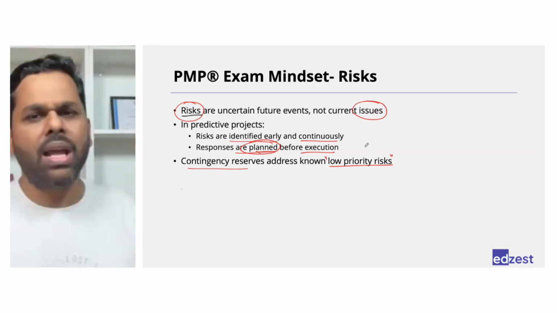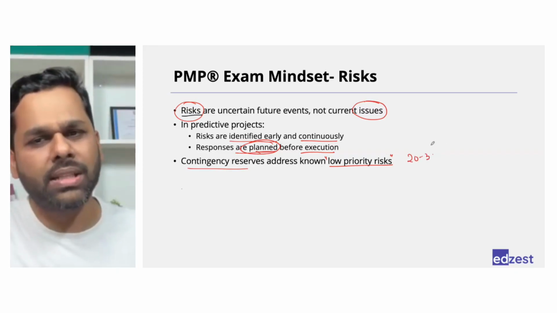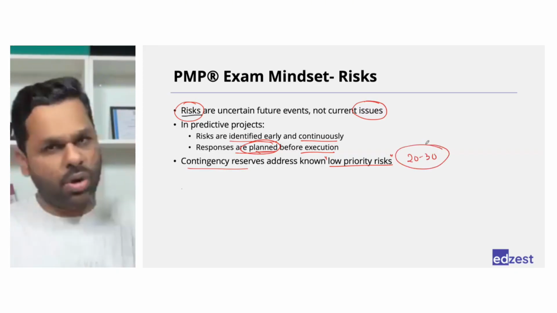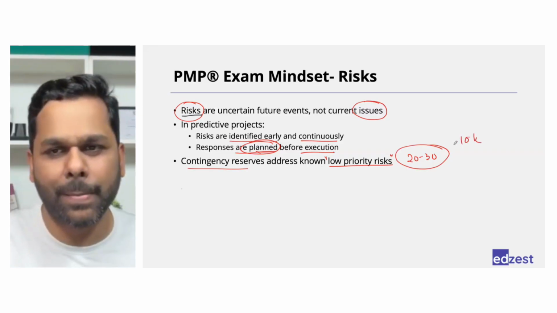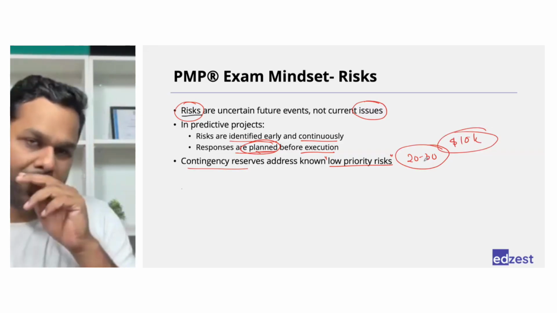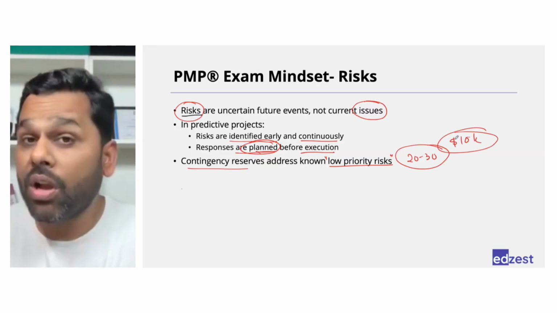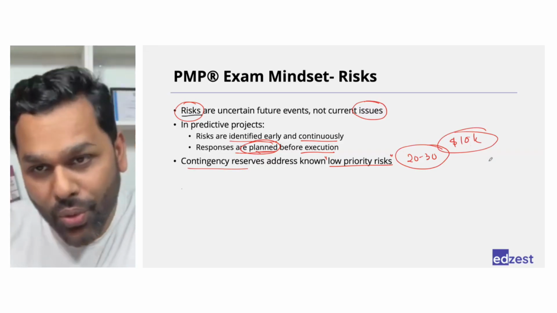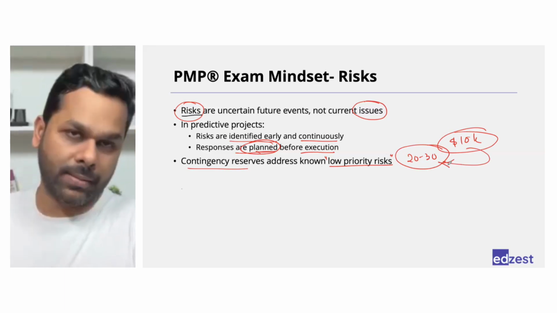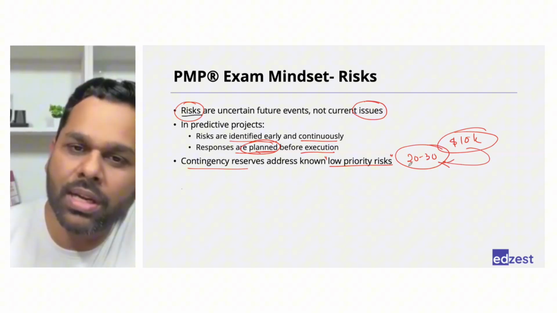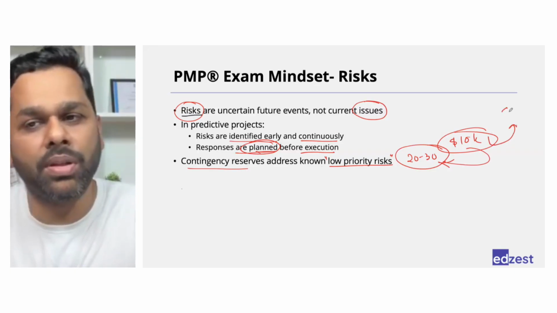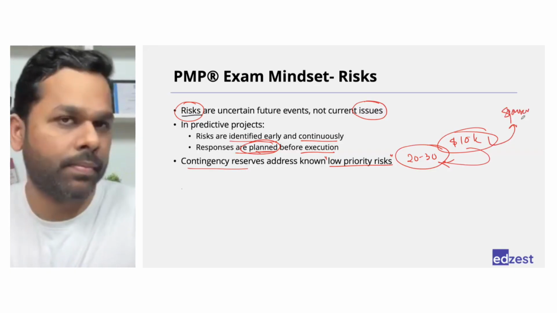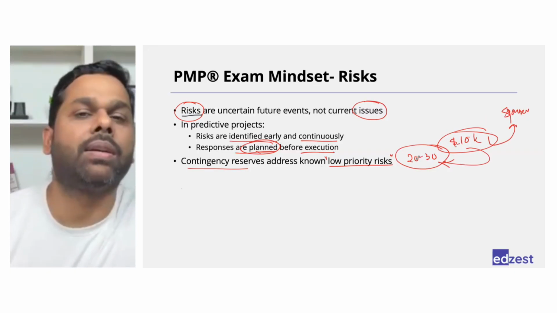So you have identified, let's say, 20-30 low priority risks. For all those 20-30 risks put together, you keep, let's say, $10,000 extra in your project. Right? It will always be used only for these 20-30 risks. If these 20-30 risks do not happen, the entire amount will be returned to the sponsor. If it happens, it will be used from that.